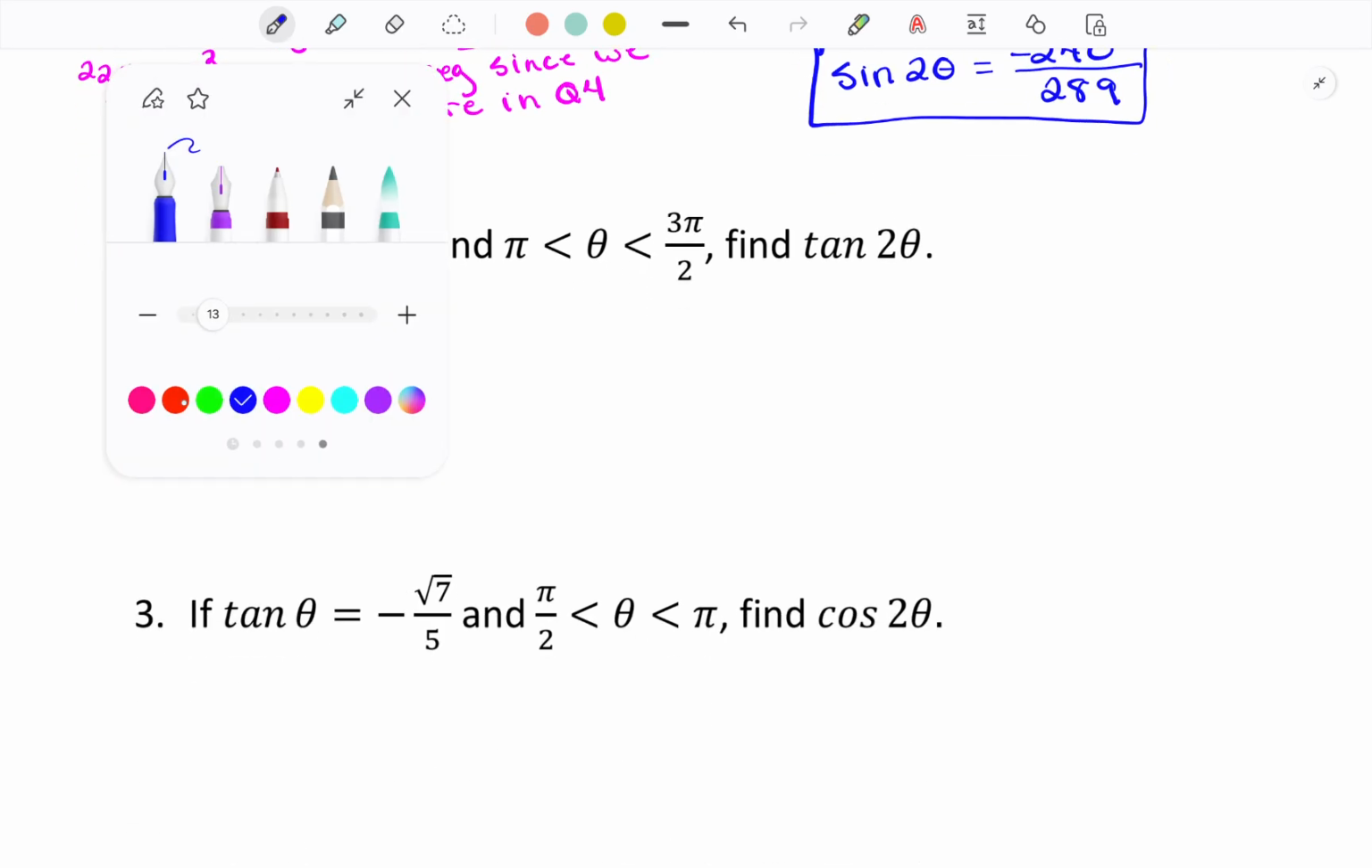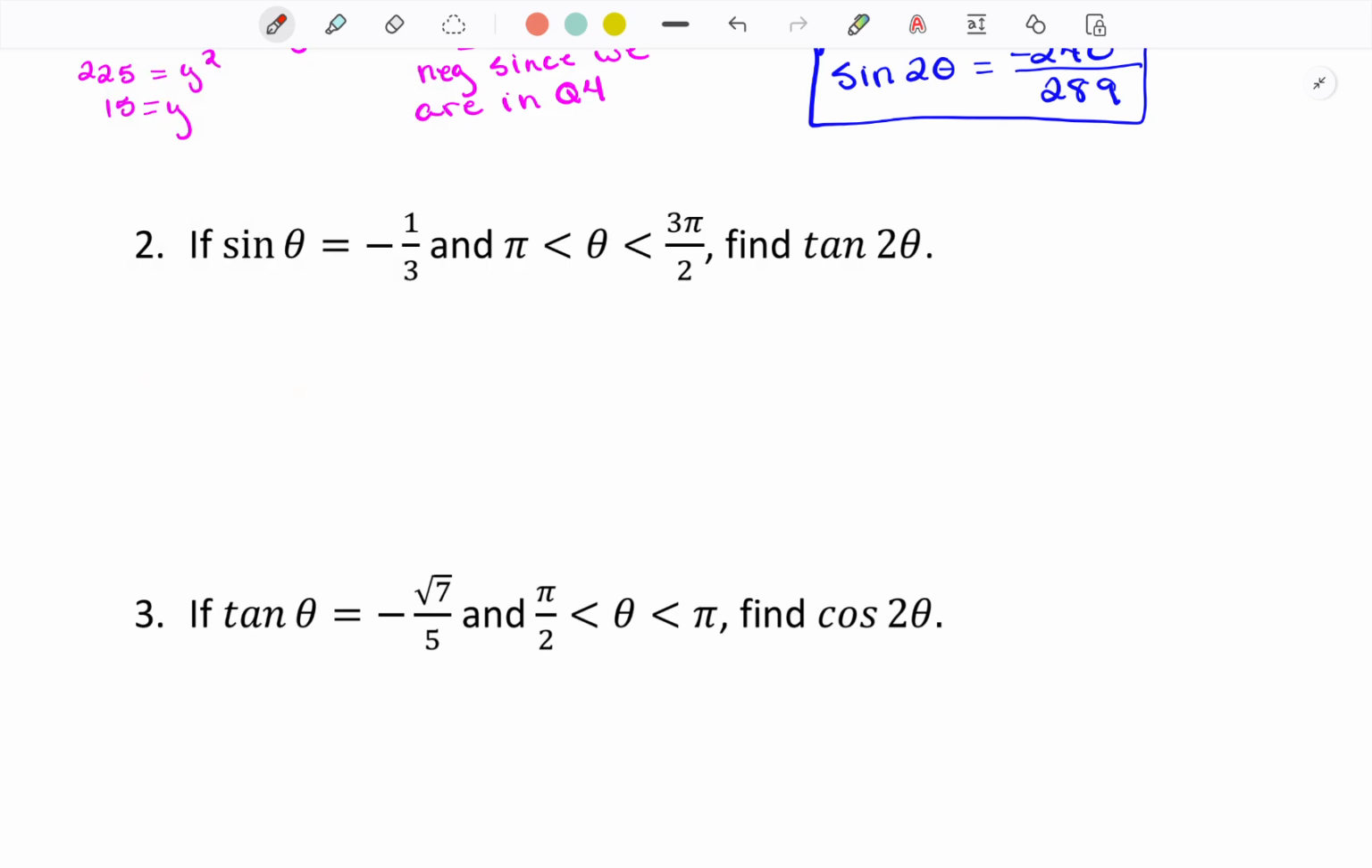So now we are given that the sine of theta is a negative 1/3, and we are between pi and 3 pi over 2. So this means quadrant 3.